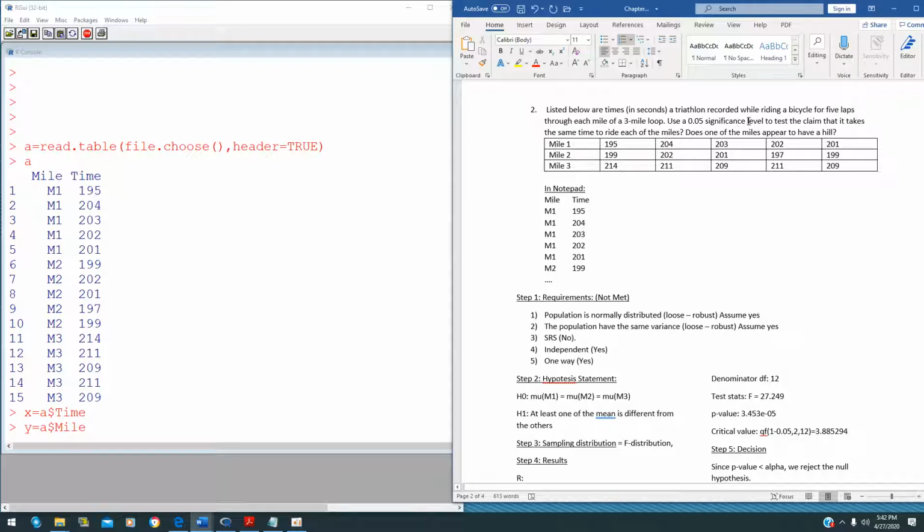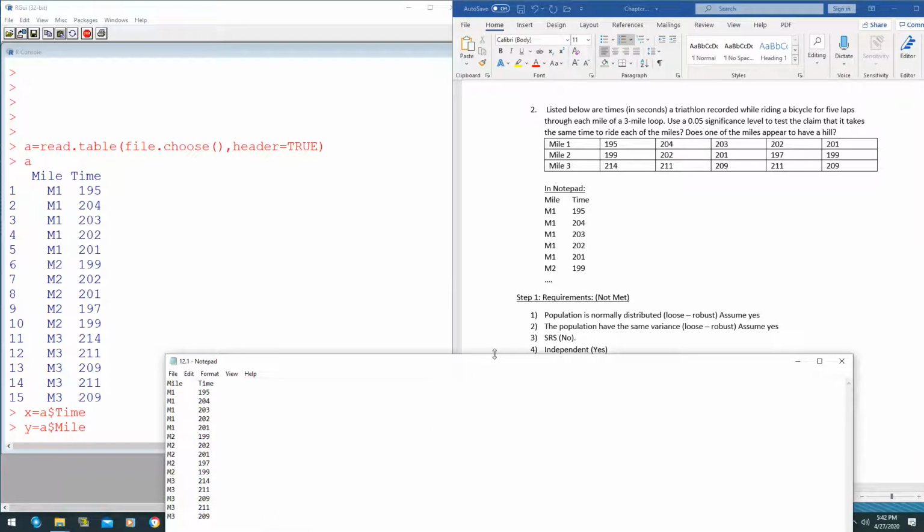Use the 5% significance level to test the claim that it takes the same time to ride each of the miles. One mile appears to have a hill. In this case, since the question gives us a table, you have to convert this into Notepad. So how do we convert this into Notepad?